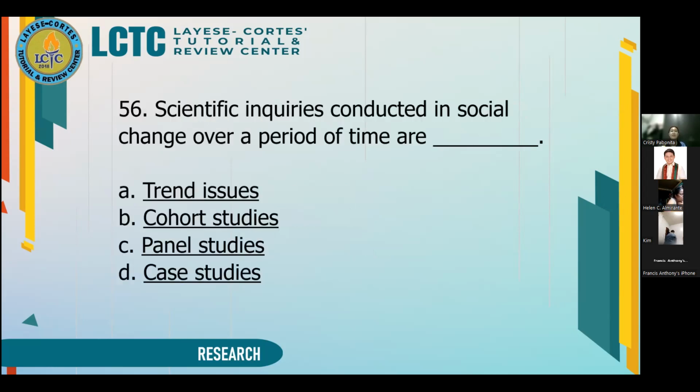56. Scientific inquiries conducted on social change over a period of time are blank. Trend is... Okay, how about the others? The answer is yes, very good. Over a period of time. That is trend issues. So social change over a period of time, that is our clue to trend issues or trend studies.